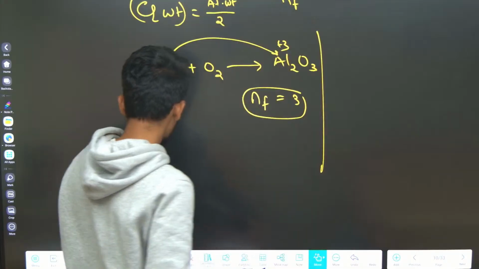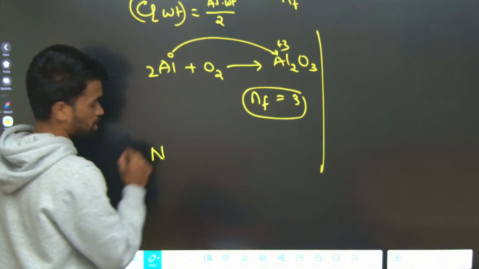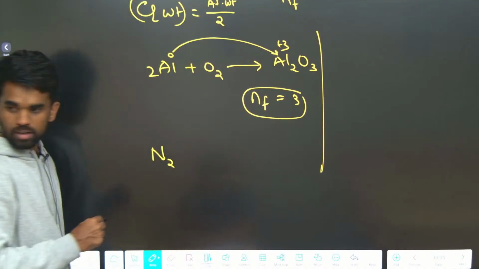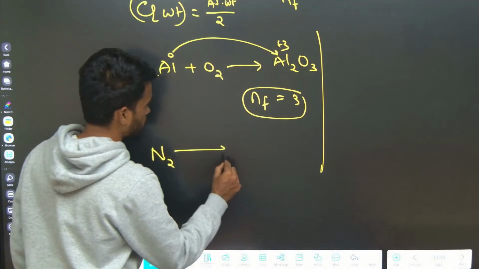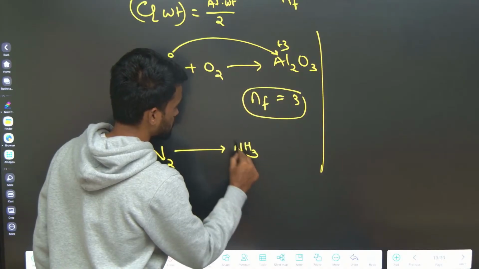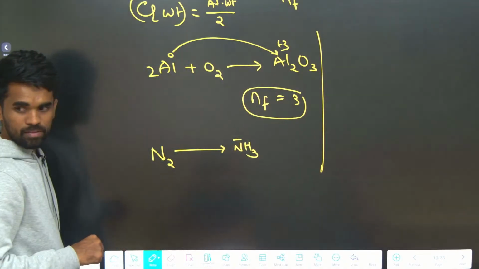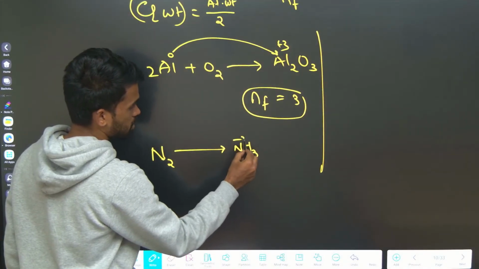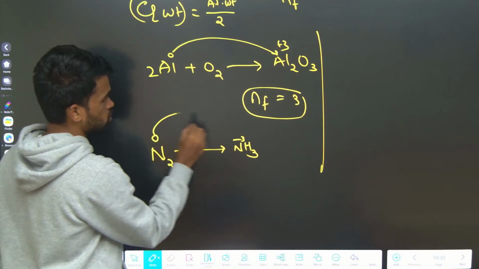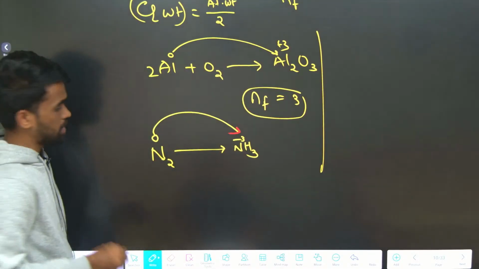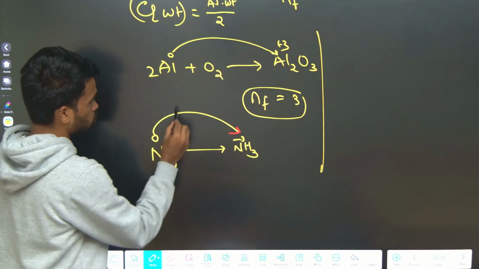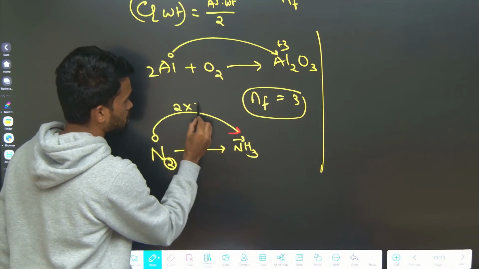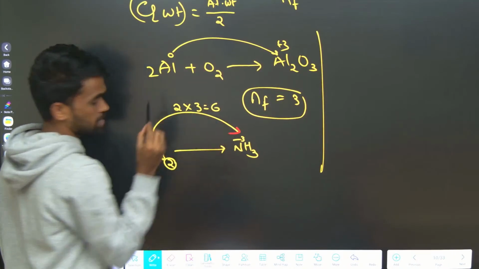Okay, for example, a nitrogen atom is there, so it is in N2 form. Now it is converting into NH3. What is its N factor, tell me? See, what is the oxidation state here? Minus 3. Here it is 0. So 0 is converting into minus 3. How many are there? 2. 2 nitrogen atoms, each one converting from 0 to minus 3, it means 3. So total change is 6.